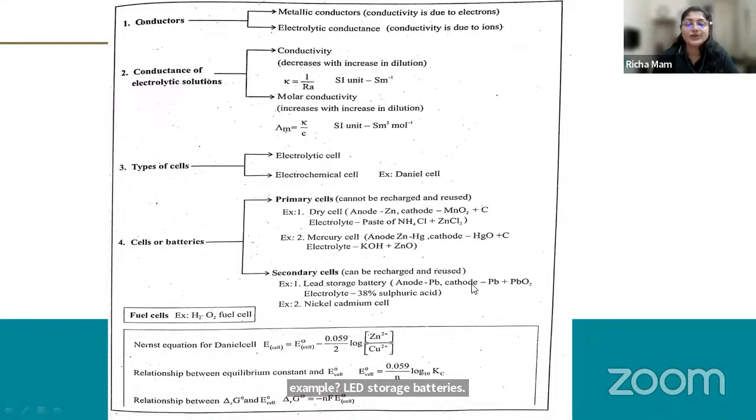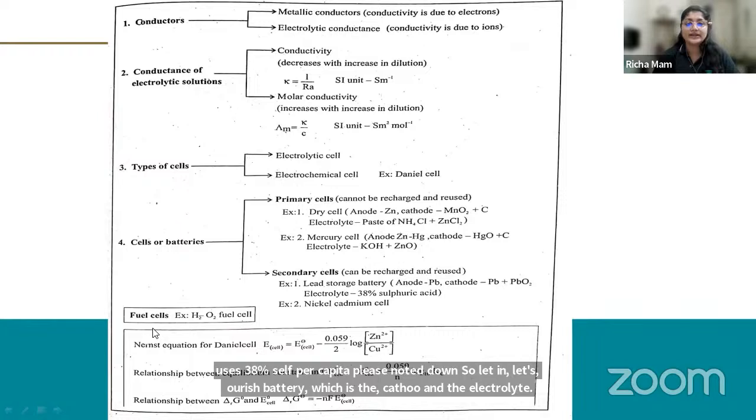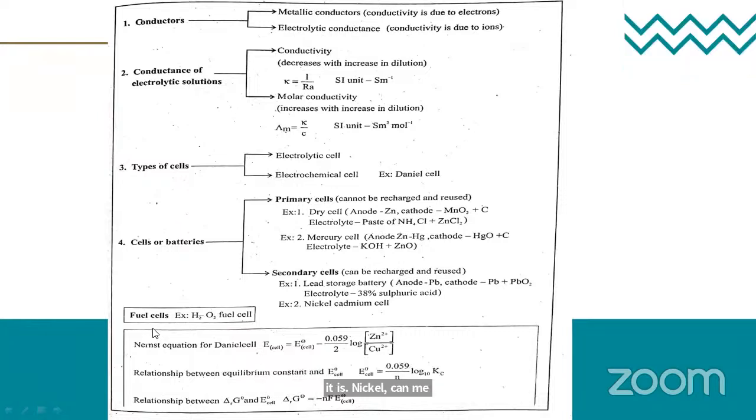The anode used here is lead, the cathode is lead plus lead oxide, and the electrolyte is 38% sulfuric acid. Please note it down: for the lead storage battery, the anode, cathode, and electrolyte. Then the second example of secondary cells is the nickel cadmium cell.